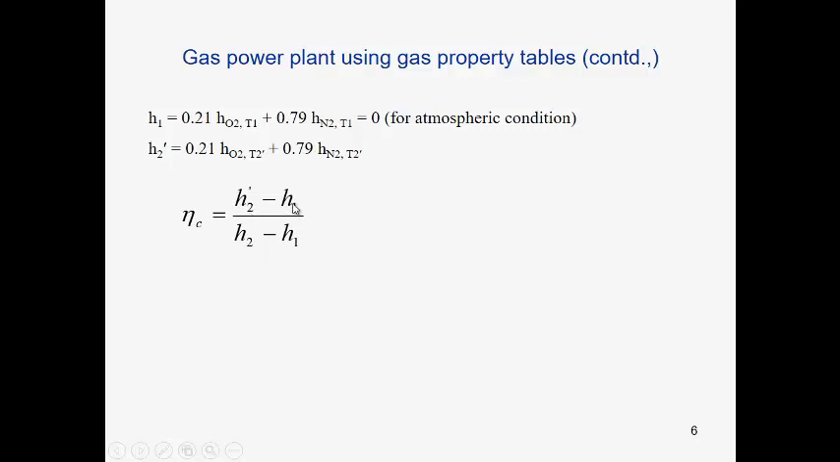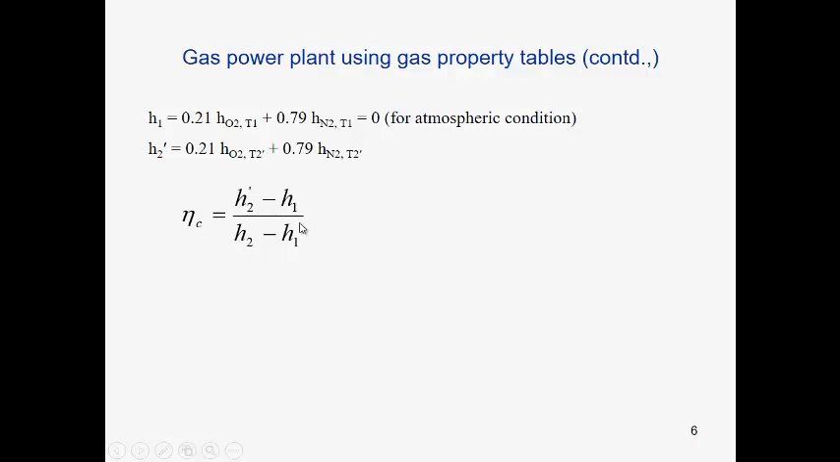In this case, H1 is the enthalpy before the compression process at atmospheric conditions based on the assumptions. If it is atmospheric temperature and atmospheric pressure, the enthalpy before compression is equal to 0. If this temperature is above atmospheric temperature and above or below atmospheric pressure, this can be determined from the property charts. H2 is determined at the obtained temperature of T2 dash from the earlier formula.